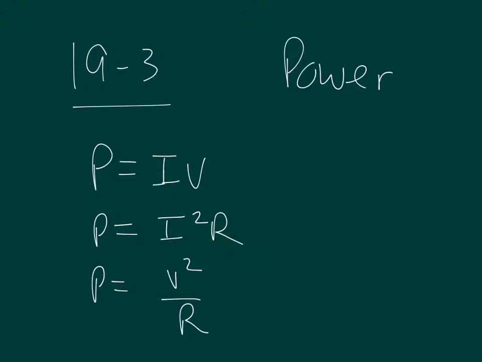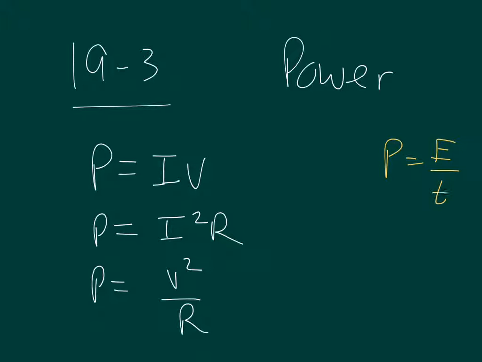If I give you power and I give you voltage and I say find the resistance, you automatically go to the third formula. You got power, you got voltage, you're finding the resistance. You pick that formula. Now, following up with these problems, we also need to use this formula.